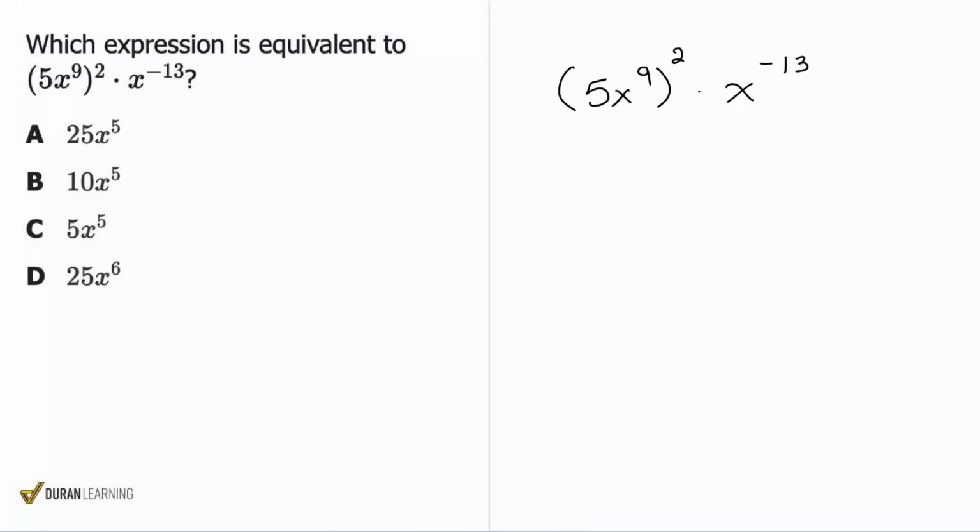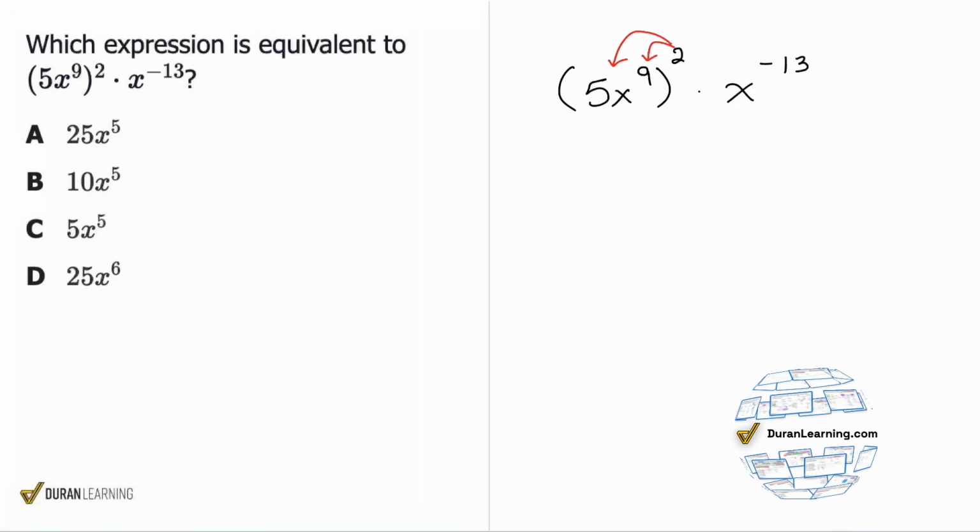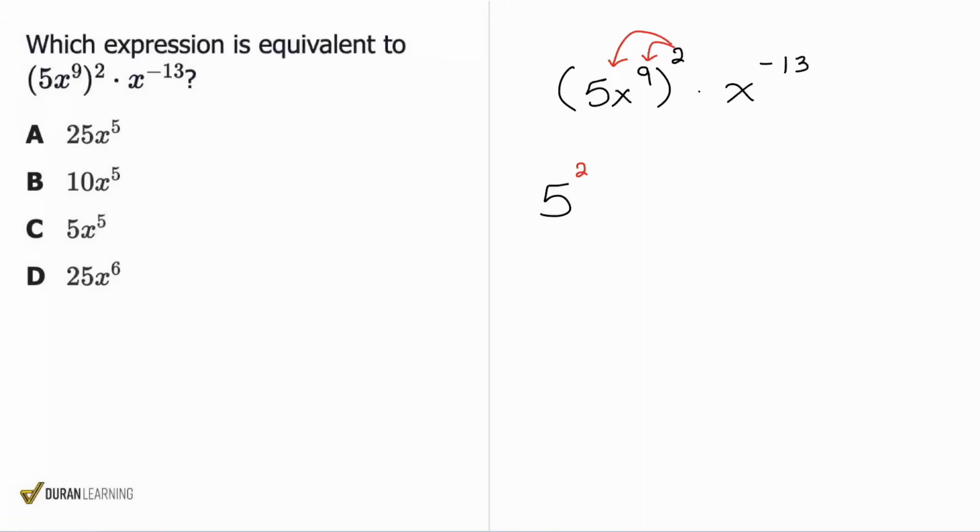So first things first, everybody, let's go ahead here and begin with this. So everyone, when we have the power of a product here, what we're going to do is distribute the 2 to the exponents of the 5 and the exponent of the x. So here's what this looks like. I'm going to just take this over here and over here. So we have 5 to the power of 2. And then we also have x to the power of 9 to the power of 2.